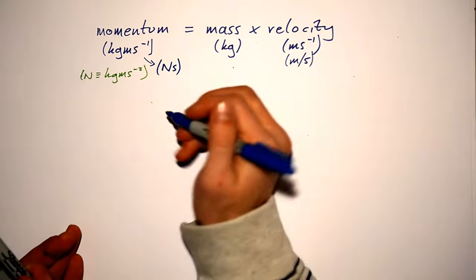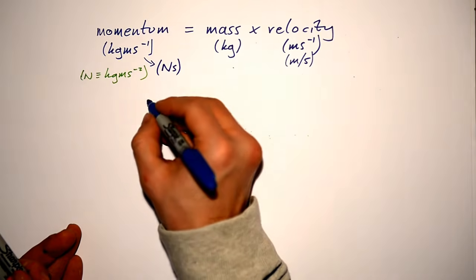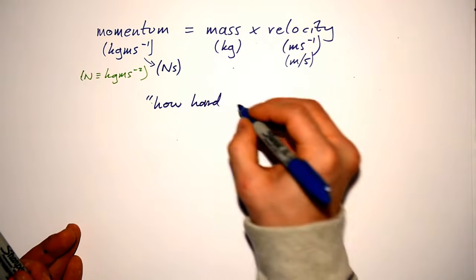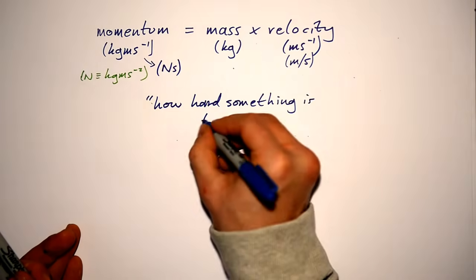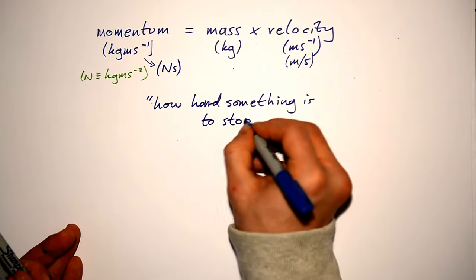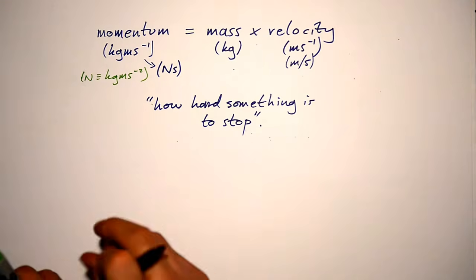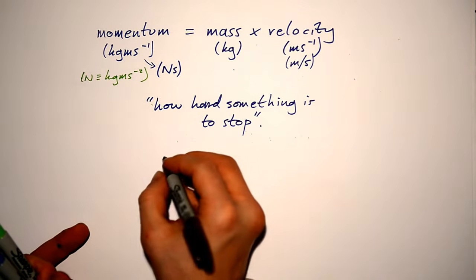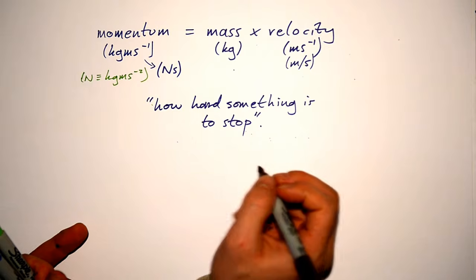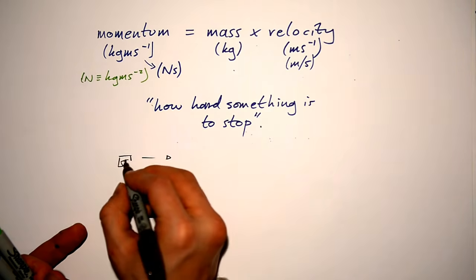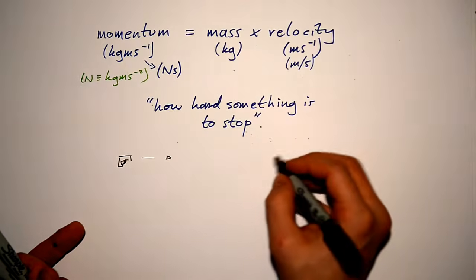What actually is momentum, if you want my personal definition, is how hard something is to stop. The more momentum something has, the more force is needed, or the longer time is needed to actually stop it. So say that you had a choice of getting hit in the chest, and you had a bulletproof vest on, don't worry about it, with a bullet out of a gun, or a train.